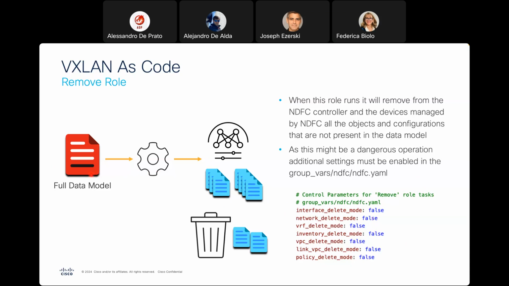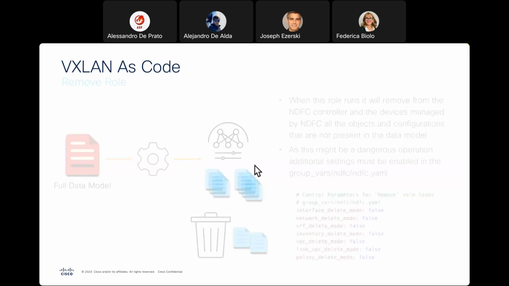So, if I remove one object from the data model, one network from the data model, I also set this line here, which is contained in the group vars NDFC, NDFC.yaml file. I will also set this option to true. Perfect. That will tell the automation the network that you see in NDFC, which is not in the playbook anymore, has to be deleted, right? It will not be done automatically unless you also change this one here.